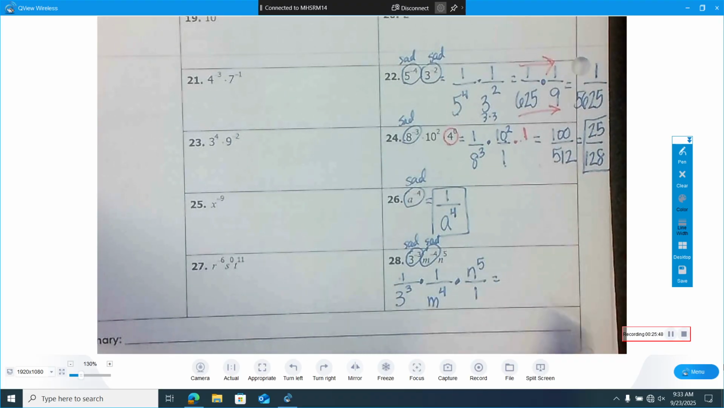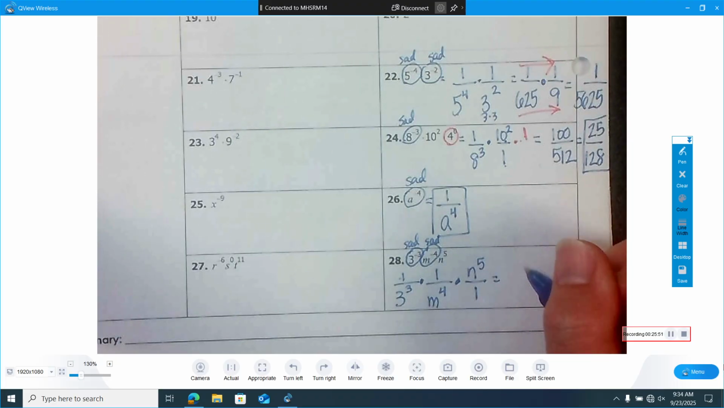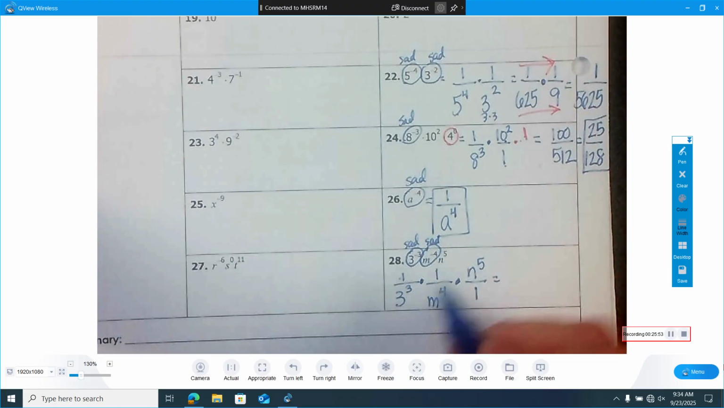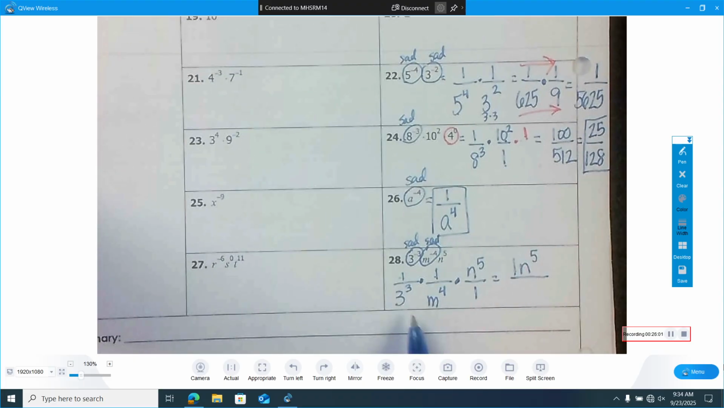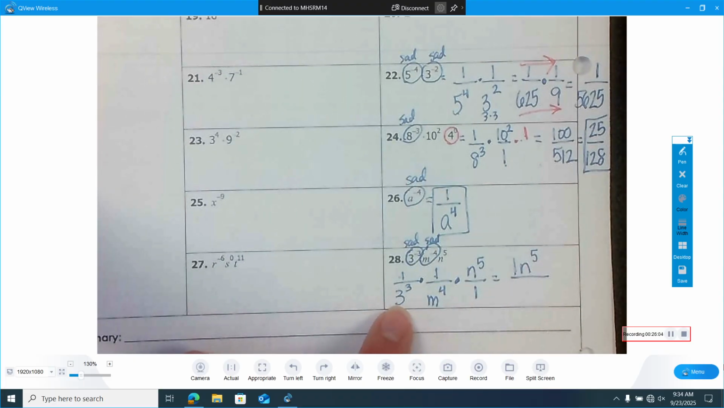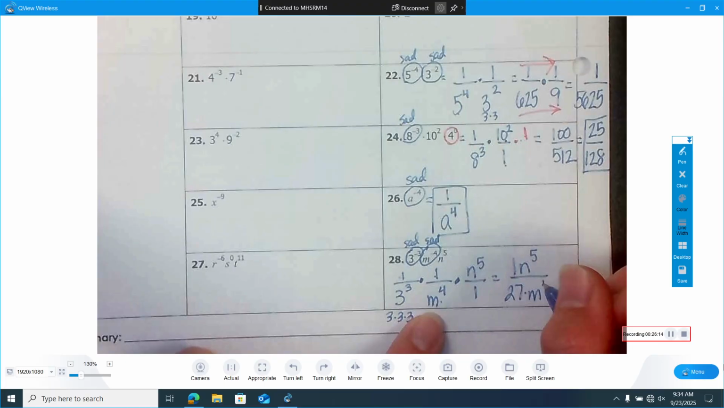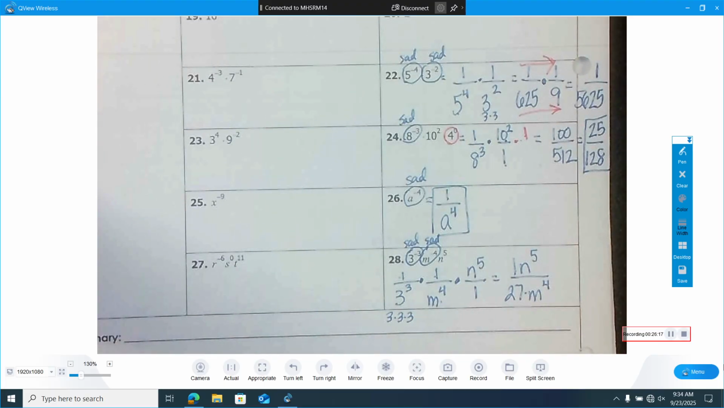Now, what do I have in my numerators when I multiply straight across? 1 times 1 is 1, times n to the 5th. Maybe we could write 1 n to the 5th if we wanted to. In my denominator, I have a 3 cubed. What is 3 cubed? 27. Very good. 3 times 3 times 3 is 27. Times m to the 4th, times 1. So that's just the same thing. There we go. 1 n to the 5th over 27 m to the 4th. Good job, you guys.